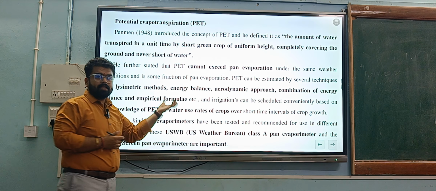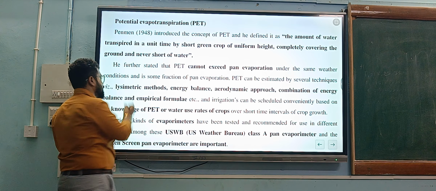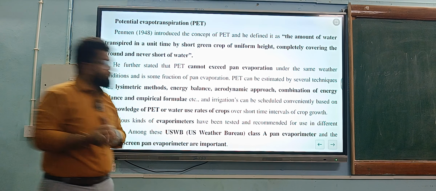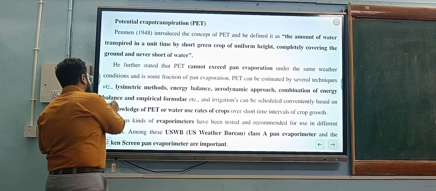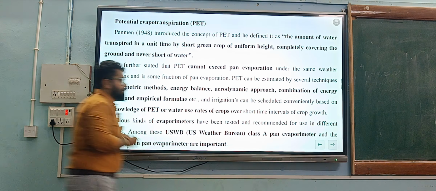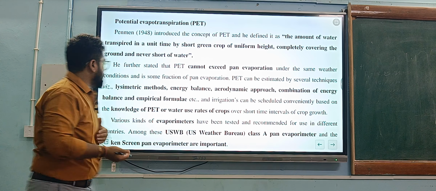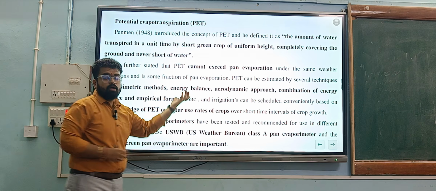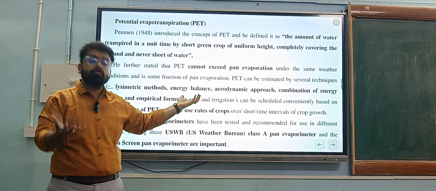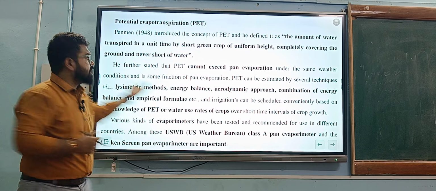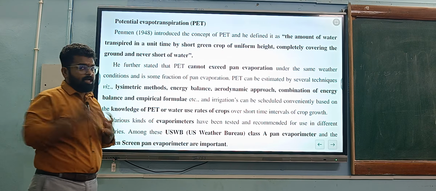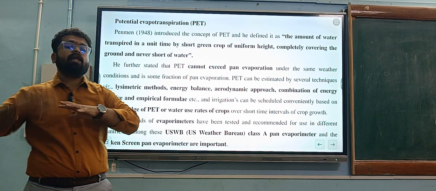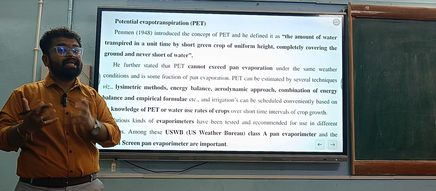And how to estimate the potential evapotranspiration? We have devices such as the lysimeter, or we can use energy balance, the aerodynamic approach, or a combination of energy balance and empirical formula. Irrigations can be scheduled conveniently based on knowing potential evapotranspiration. There are empirical formulas, and instruments such as eddy covariance and lysimeter can be used to calculate it. The amount of water evaporated gives the data on how much water has to be irrigated into your field, based on the IW by CPE ratio.